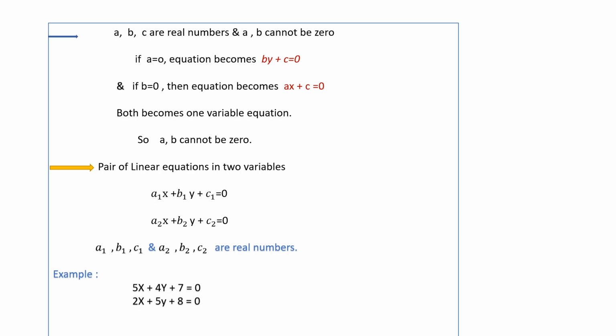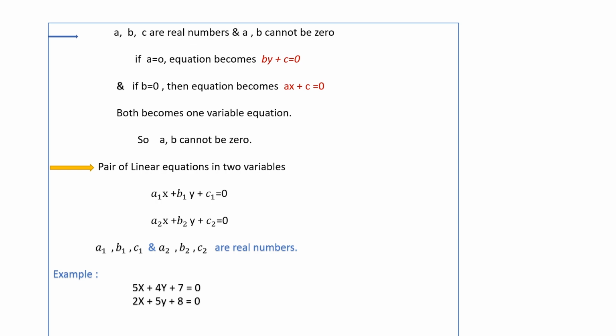And we are proceeding further to the pair of linear equations in two variables. When the word pair comes here, this means two. You have to take two linear equations in two variables. Here I am taking a1x plus b1y plus c1 is equal to 0 and a2x plus b2y plus c2 is equal to 0. The same condition applies here. a1, b1, c1 and a2, b2, c2 are real numbers. x and y are variables. Both a1, b1 and a2, b2 cannot be equal to 0.